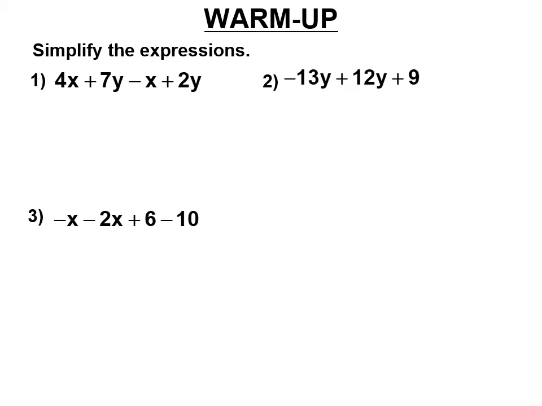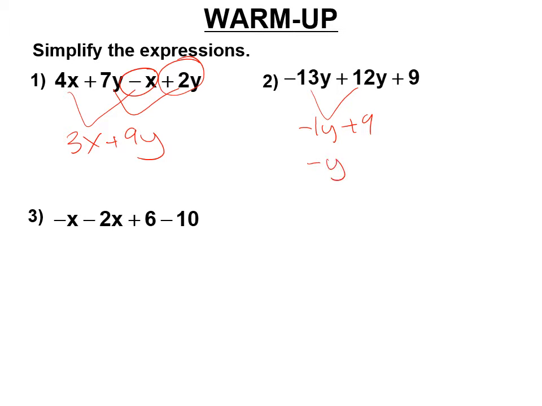So 4x minus x is 3x, plus 7y plus 2y is 9y, and you're done, right? You can combine like terms. Like terms have to have the exact same letters. So negative 13y plus 12y is negative 1y plus 9, but don't leave that negative 1 there. It's negative y plus 9, right? In answers, we don't write coefficients of 1 and negative 1.